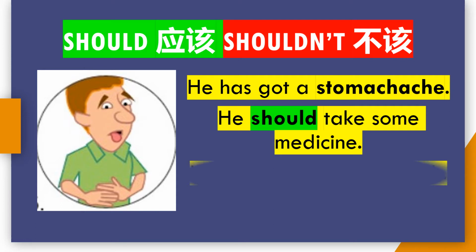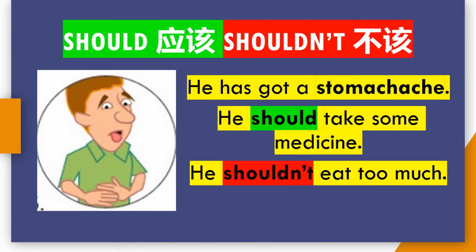The next one is he shouldn't eat too much. This is the thing that he shouldn't do, 不该做, I think. Because when you already have a stomach ache and you eat too much, you will feel more pain. So that is what we should and shouldn't do.